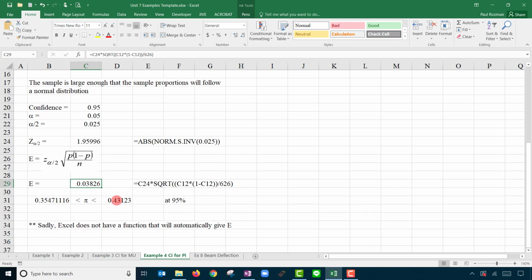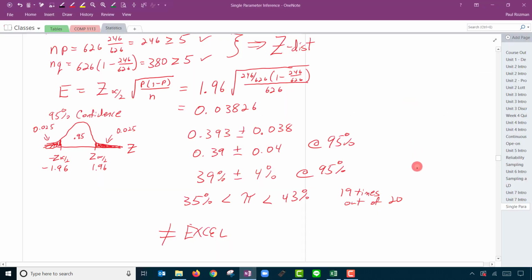So Excel doesn't help you as much on these compared to confidence intervals for the mean, but you don't have to worry about any intermediate rounding or anything. It just keeps track of everything for you, and then at the end you can round it to whatever you think is most appropriate. So yeah, that's confidence interval for a proportion.